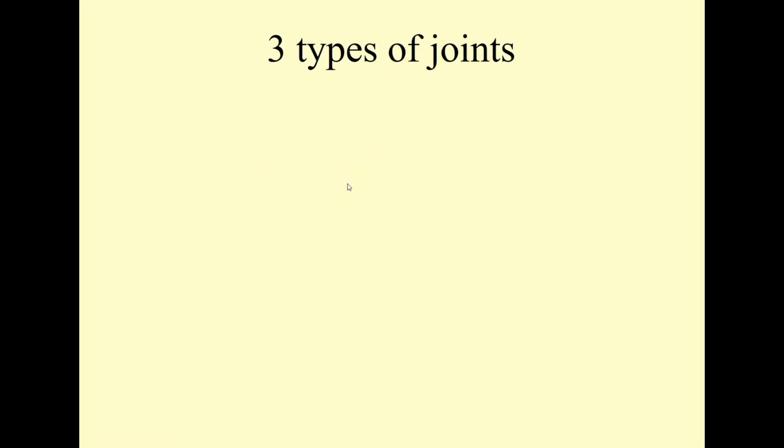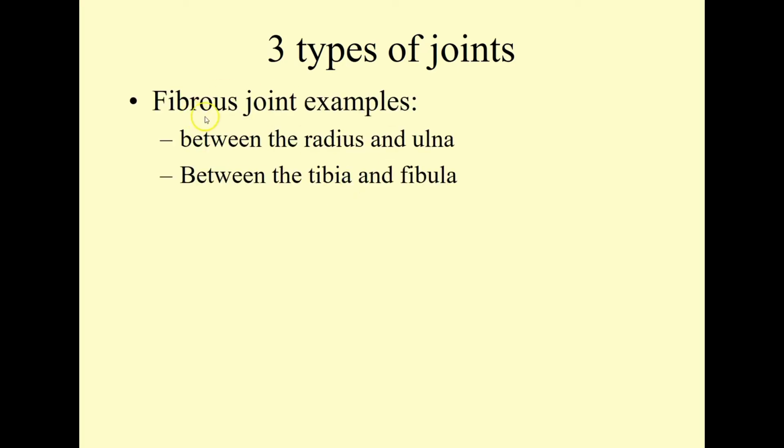Well, let's review the kinds of joints that we deal with. It's probably been a while since you've thought about the various types. Fibrous joints are best evidenced by the connection of the radius and the ulna, or the tibia and the fibula.